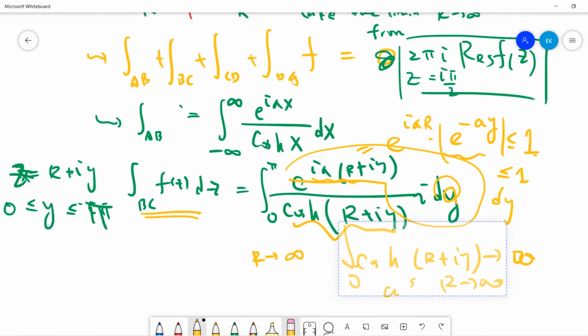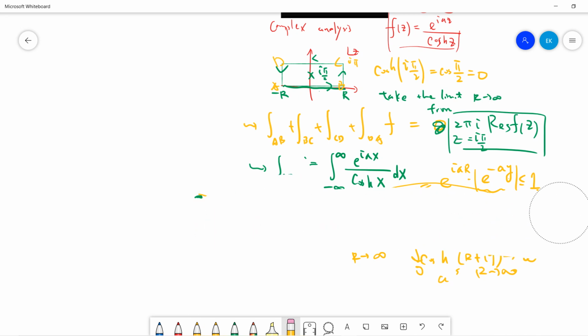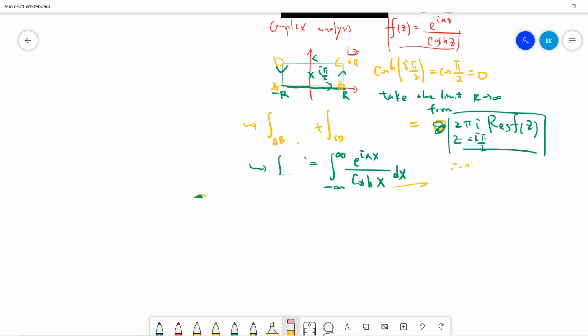So that means we don't need to worry about the BC term, and we can just eliminate it. So the BC term is 0, and by symmetry the DA term is 0. Our final term is just this: the integral from negative infinity to infinity of exponential i a x over cosh x dx. This is the first term.